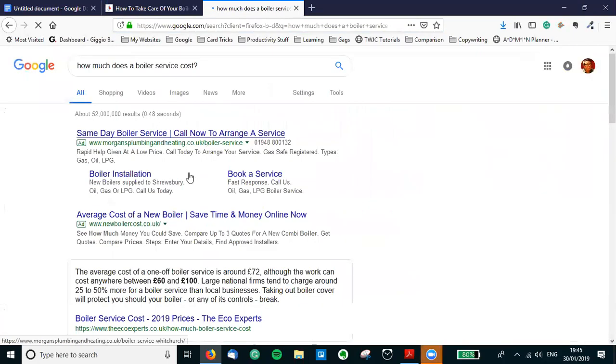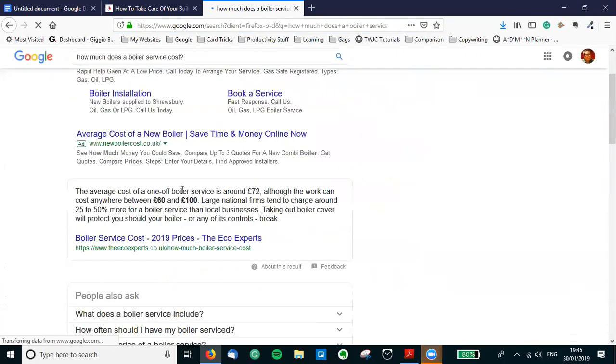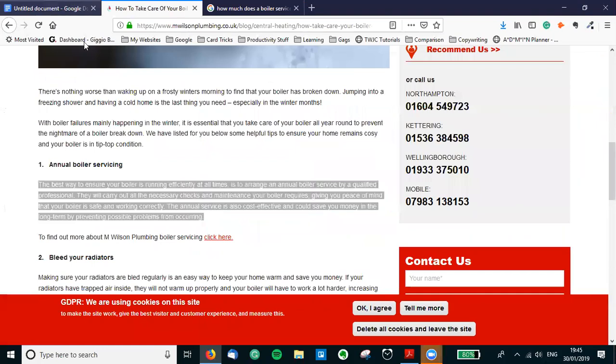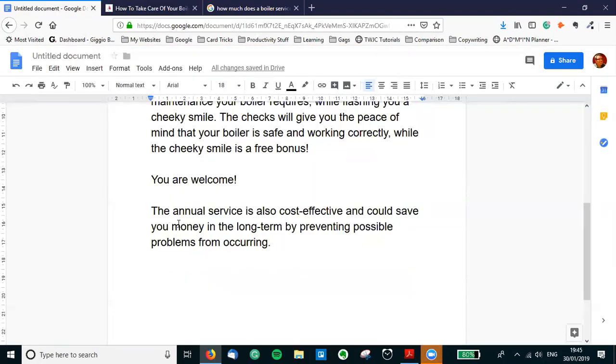Should have gone with Altivus, so that would have been quicker. So, average cost of a one-off boiler service is around 72 quid. All right, that's not too bad. Between 60 and 100 quid. Oh, that's actually cheaper. Surprisingly cheap. So, the annual service is cost effective. I don't like that word.